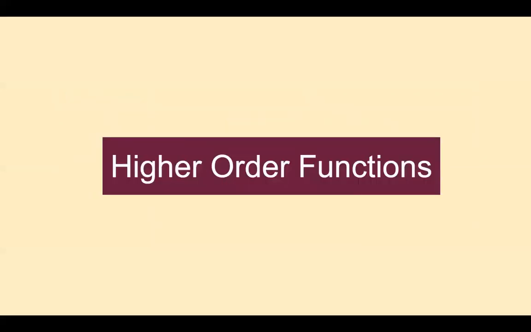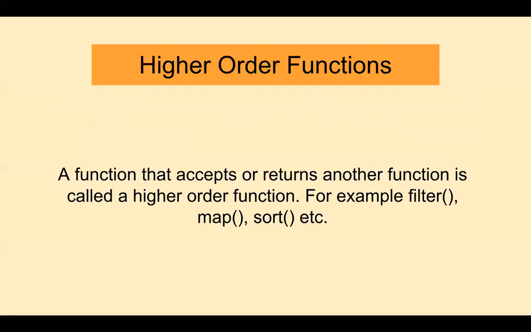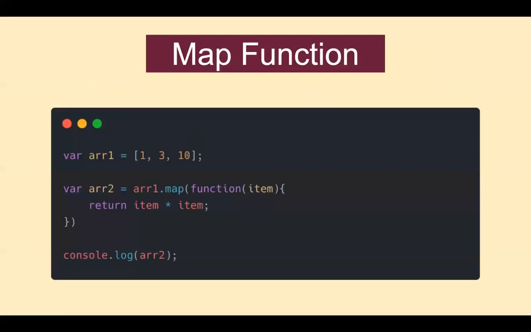Then the last thing for today is higher order functions. So what are higher order functions? A function that accepts or returns another function is called a higher order function. For example, filter, map, sort, etc. So let's take an example of each of these three, and then we'll discuss it in detail in the class. So, a map function.